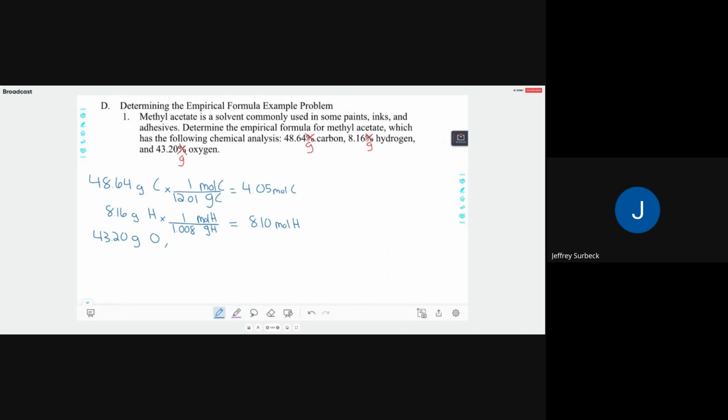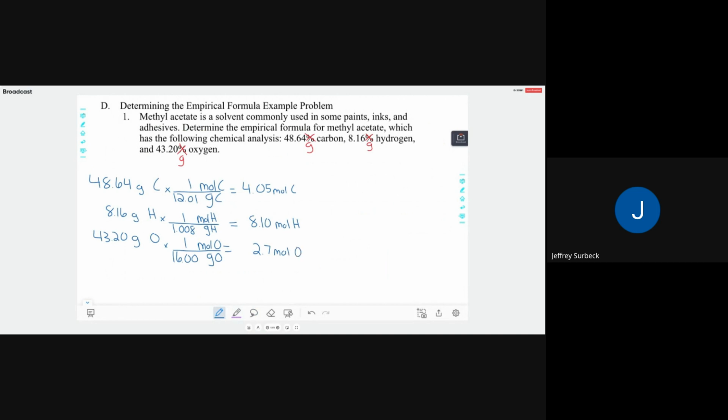Last part here, oxygen. We say times, we draw our line. Grams of oxygen cancels. We go to moles oxygen. We're going to get really familiar with this. Molar mass is 16.00 grams to 1 mole. If we do this in our calculator, 43.2 divided by 16.00, we get exactly 2.7 moles of oxygen.